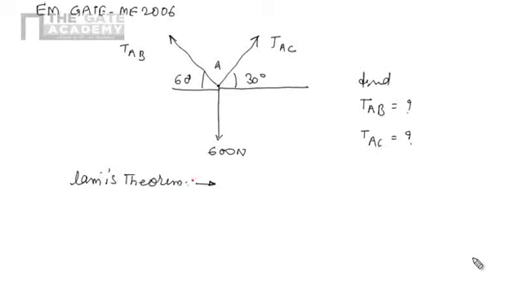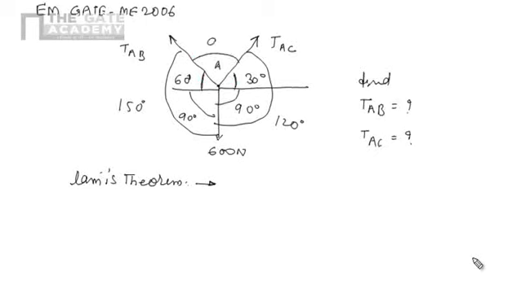For applying Lami's theorem, we want to know the angle between the two forces. This is 90, so this total angle will be 120 degrees. Here this is again 90, so this total angle will be 150. And this angle is 60, this angle is 30, so this angle will be 90 degrees. So we know the angle between any two forces, and now we can easily apply Lami's theorem.